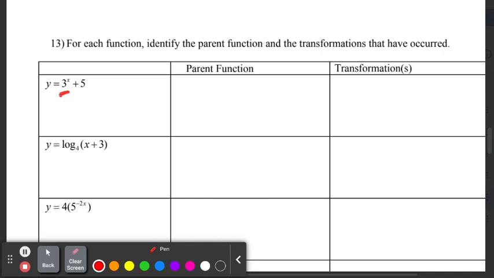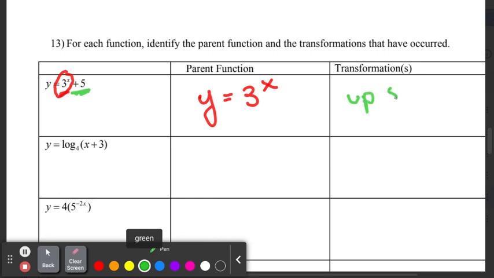Like I see the x's in the exponent for y equals 3 to the x plus 5. I know that's an exponential function. So you need a base and the x. So my parent function is y equals 3 to the x. Then to see what the transformations are, you look to see what numbers you have left. So I have a plus 5. It's not in the exponent with the x, so that means it's changing the y value. So it means we're going up 5 spaces.